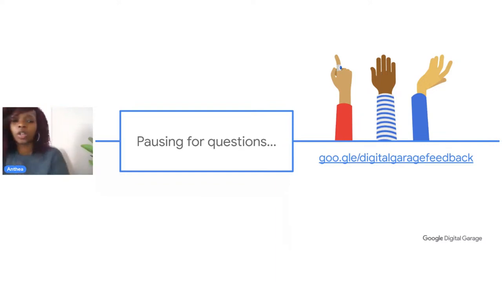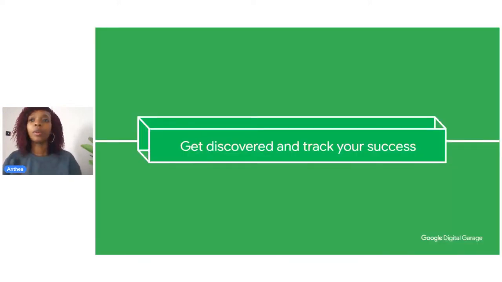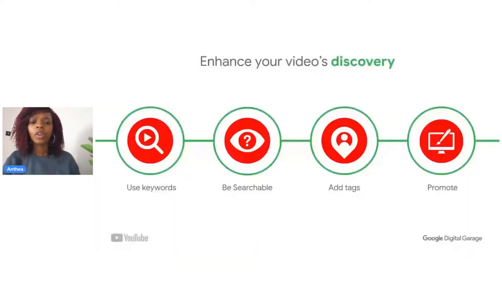So we're at the final hurdle. And this is one of the most important things: have I been successful? How do you get discovered and also track your success? So our final section is going to highlight the simple ways to help your content be discovered and how you can track that success. Essentially, how do I know if I'm moving closer to my goal and what's available to support me?